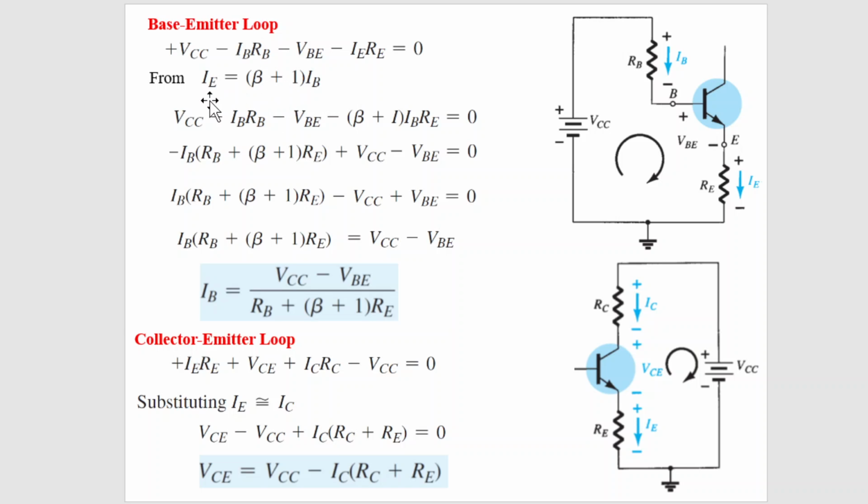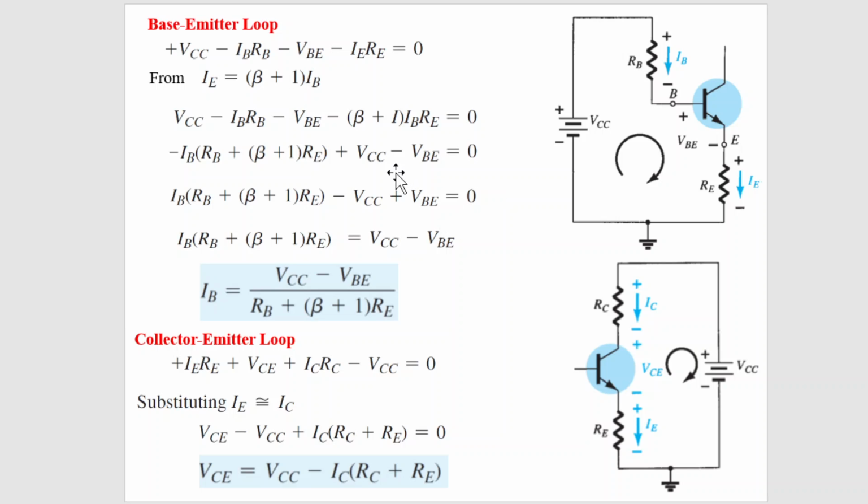So if we substitute this value of IE in this equation, then we have IB and IB, and we can take IB out, then we can find out the value of IB, which is unknown in this equation. So if you do that, plus VCC minus IBRB minus VBE minus, in place of IE, beta plus 1 IB into RE, that is equal to 0. Or if we take minus IB outside, in bracket RB plus beta plus 1 RE bracket close plus VCC minus VBE is equal to 0.